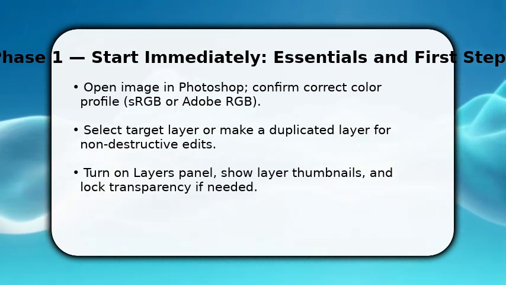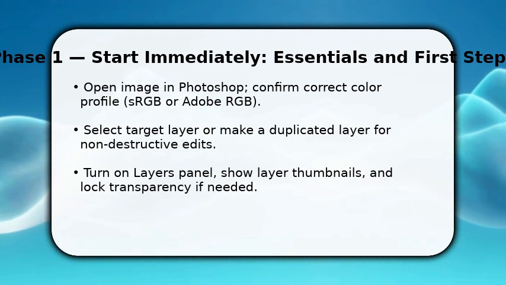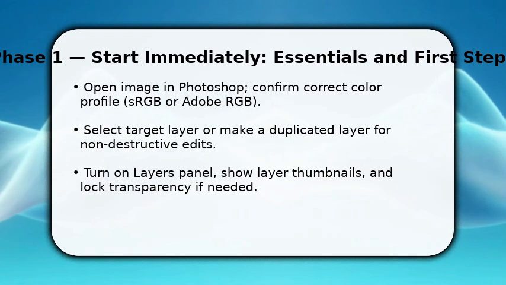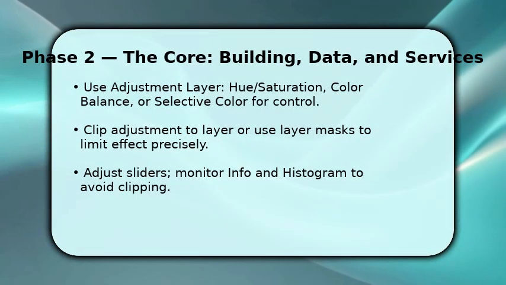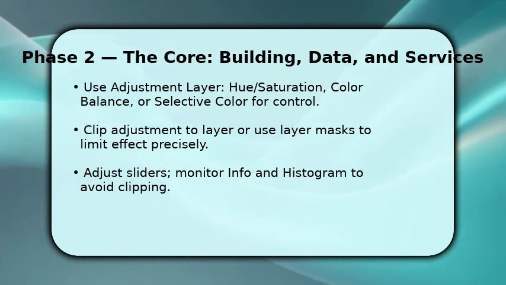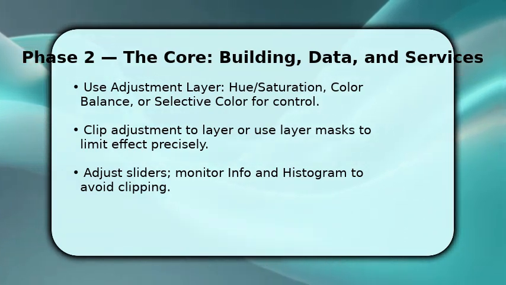Once done, use a quick selection or the rectangular/lasso tools to isolate the area. This keeps adjustments precise and avoids altering the whole image. You add an adjustment layer. Hue/saturation is an easy start because it lets you change color without destroying pixels.